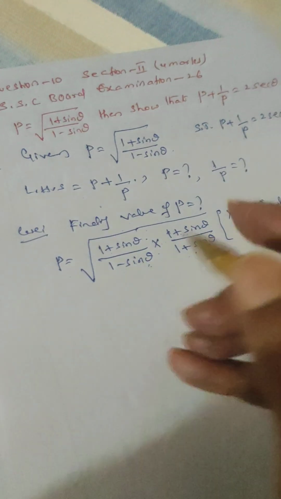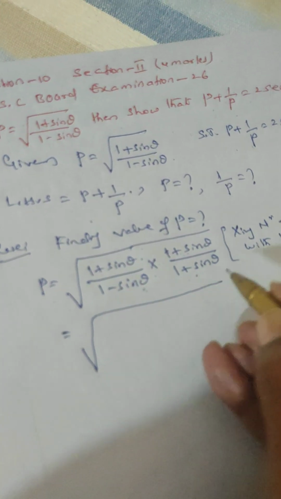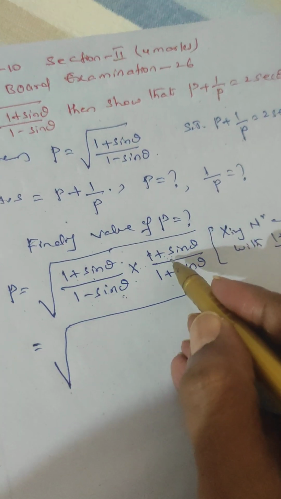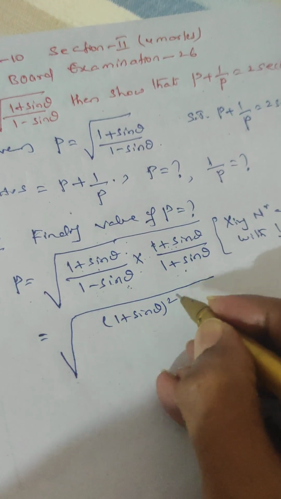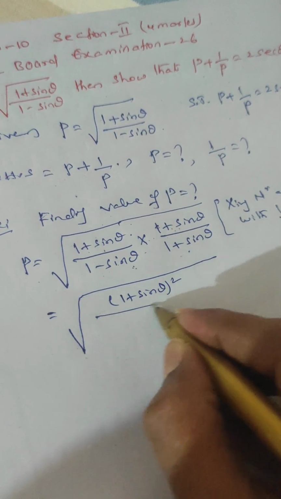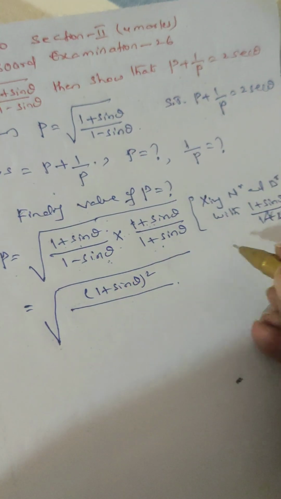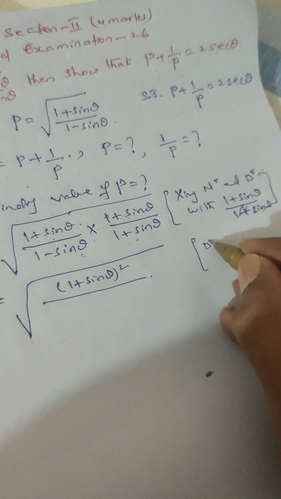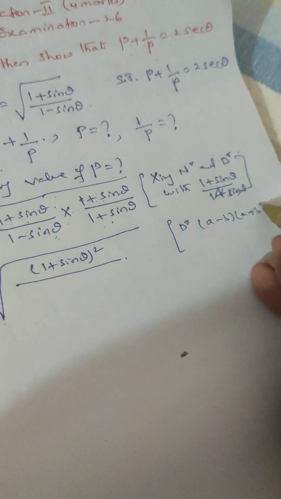Okay, now that equals the next step. Now 1 plus sine theta into 1 plus sine theta can be written as (1 plus sine theta) whole square, because the same value is repeating 2 times and both are in multiplication, divided by, if you observe the denominator part, the denominator part is in the form of a minus b into a plus b.